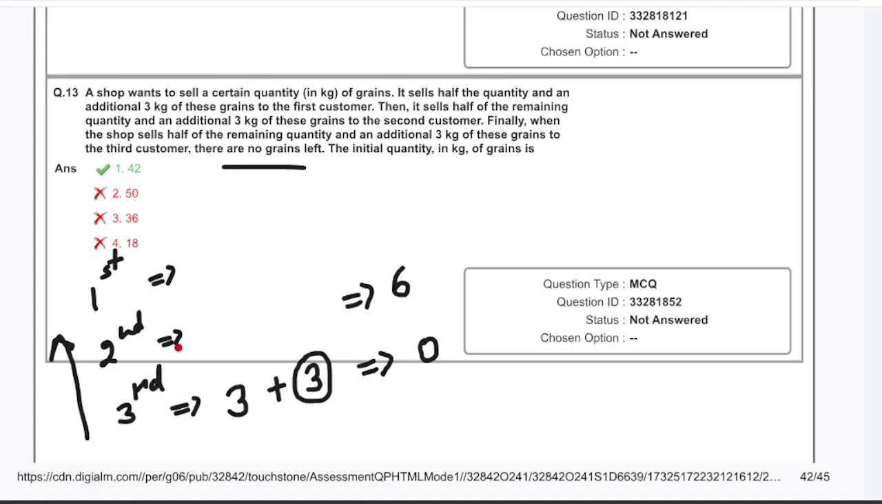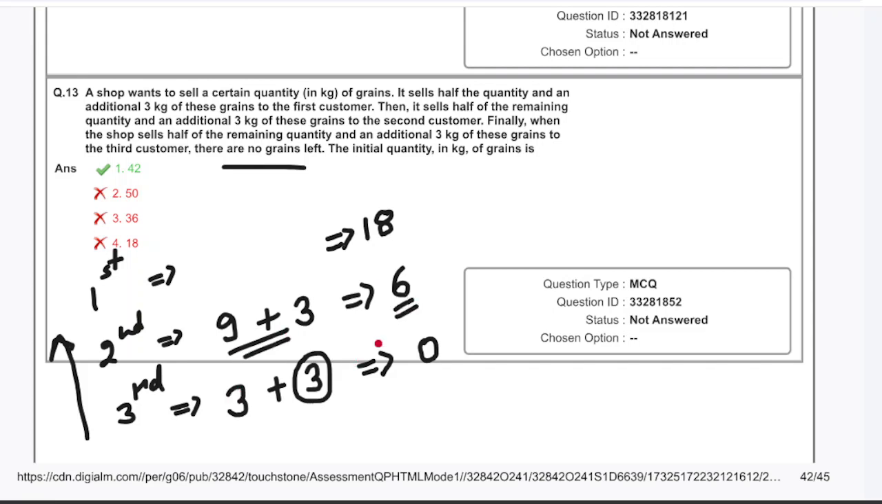For the second person, if he has to leave 6, so 3 extra he is picking up, that is 6 plus 3, 9. And double of 9, that is 18. That means when the second person came here, he must have had 18 already placed in the shop. That means 18 half, that is 9 he took, plus 3. The second person took 12 and he left 6 for the next person.